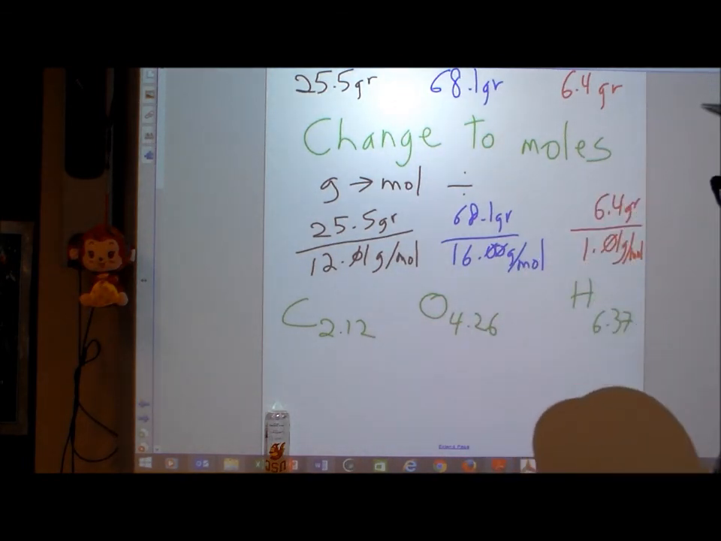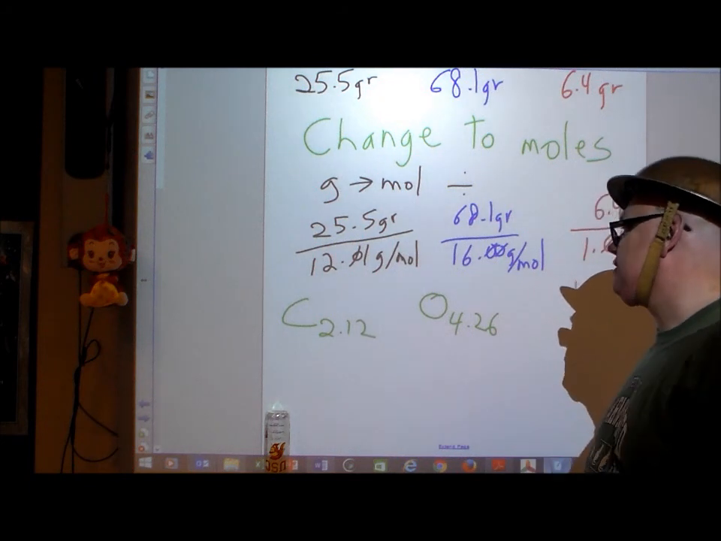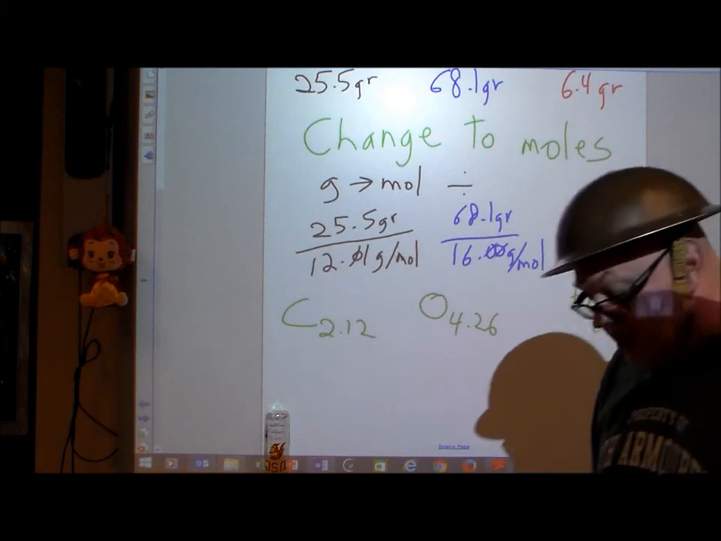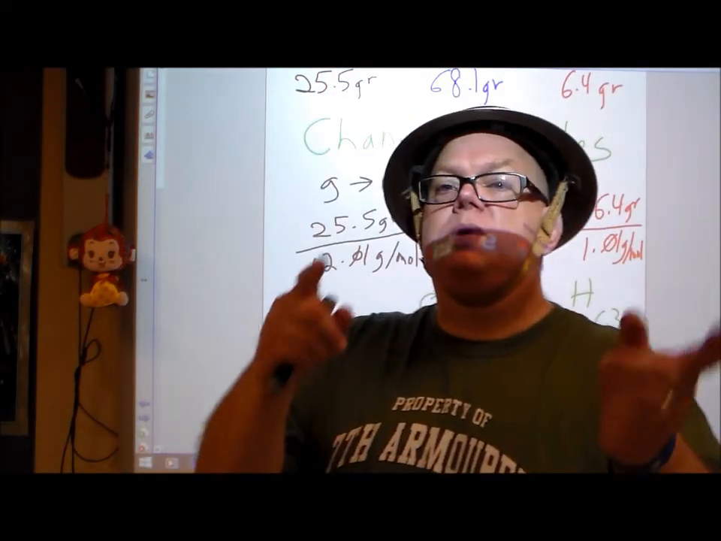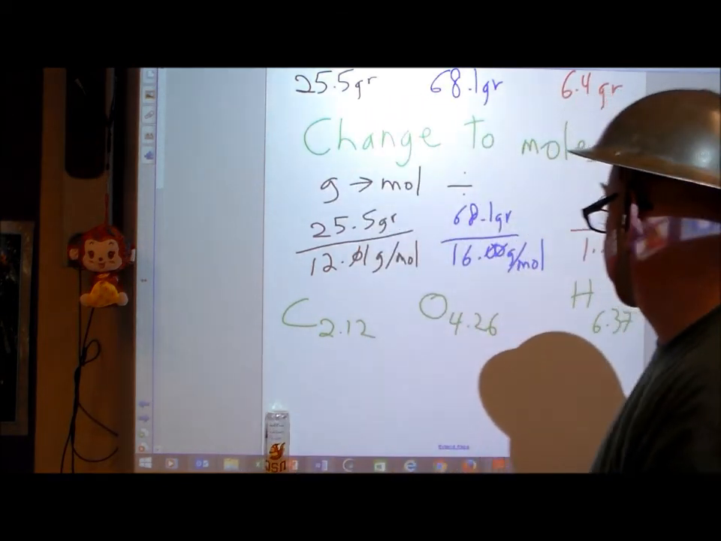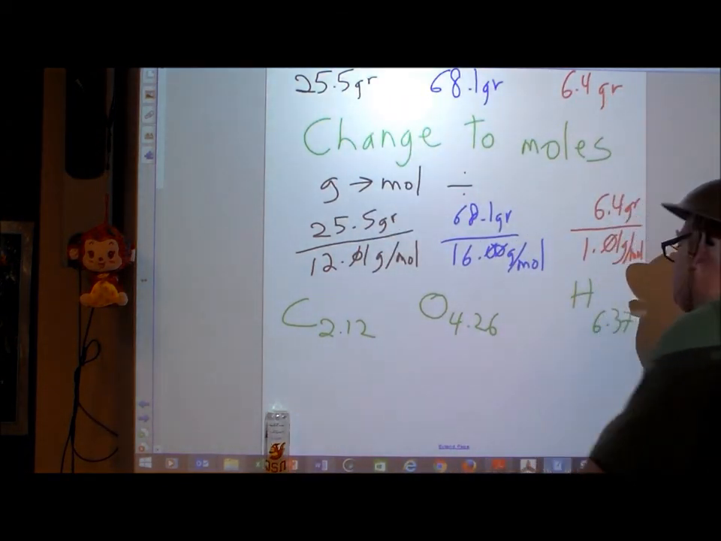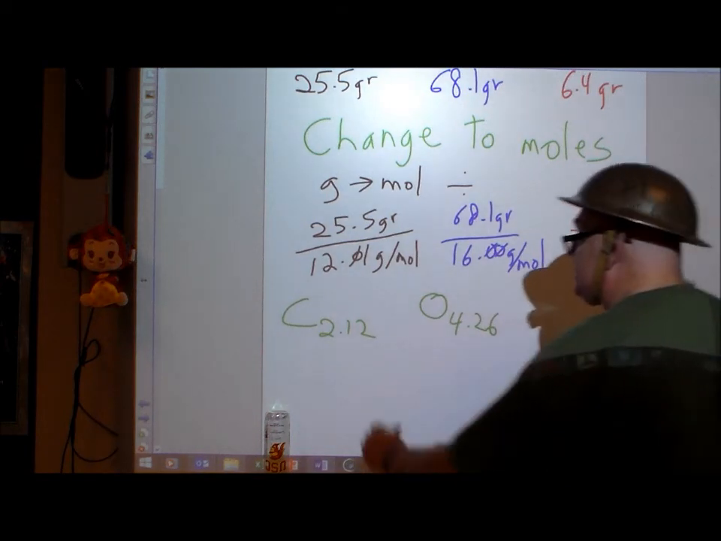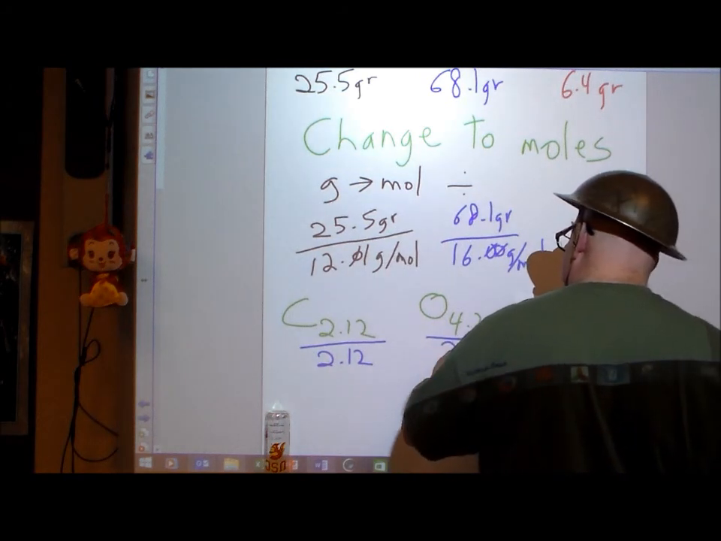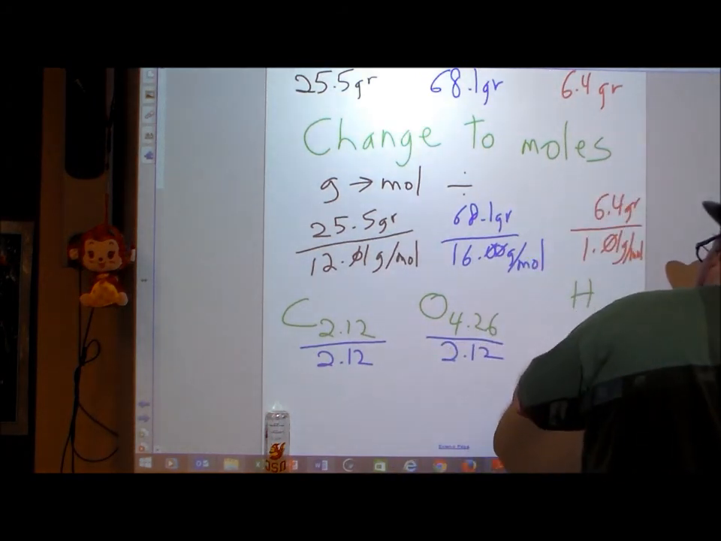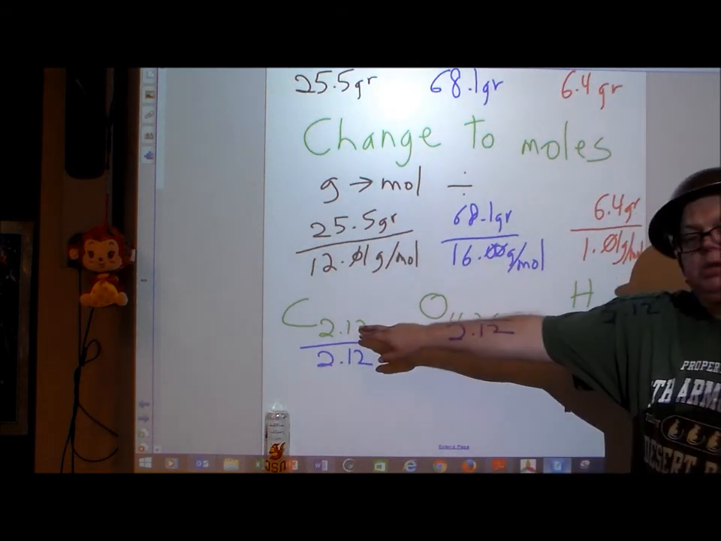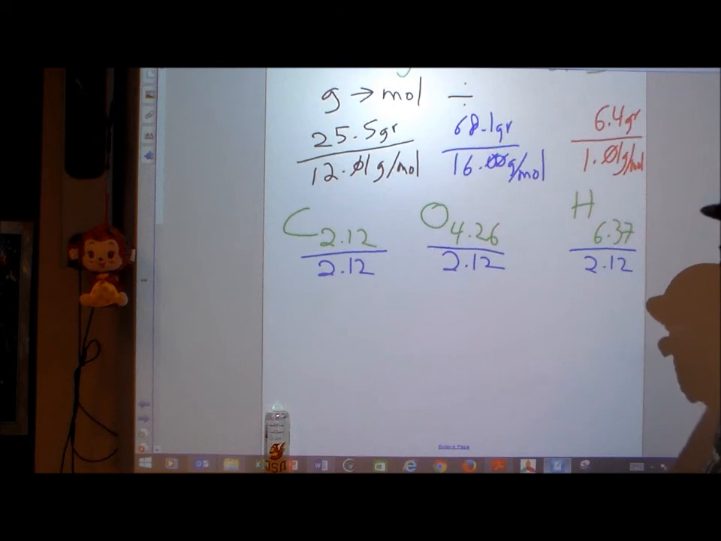Now, of course, guys, our formula now says C 2.12, O 4.26, and H 6.37. This is not going to work. That means we got to be able to reduce that down. We got to reduce those ratios down. How do we do this? Okay. Well, we're going to take the smallest number and we're going to divide it by itself. So we can make this a 1. So we're going to go ahead and divide everything out by 2.12, because it's the smallest number and we can reduce that to 1, right?